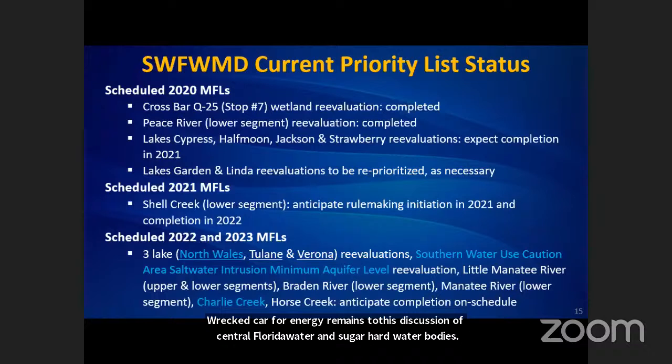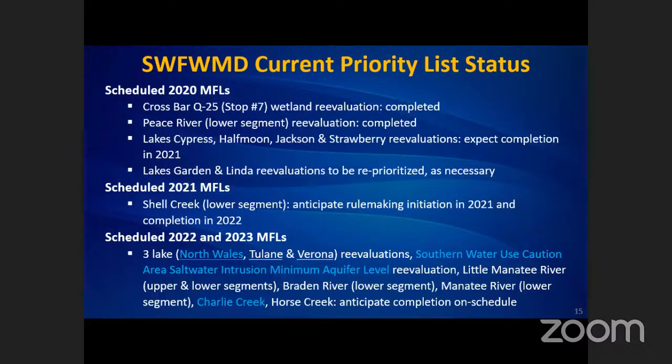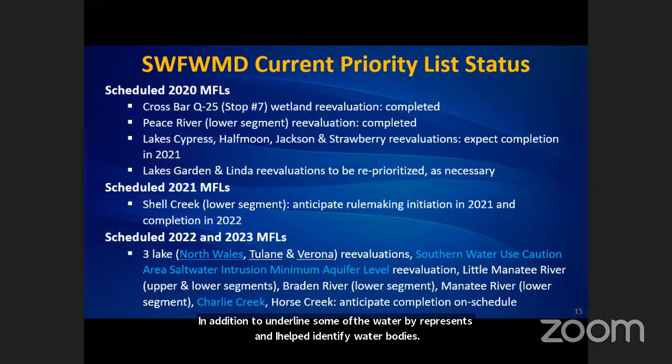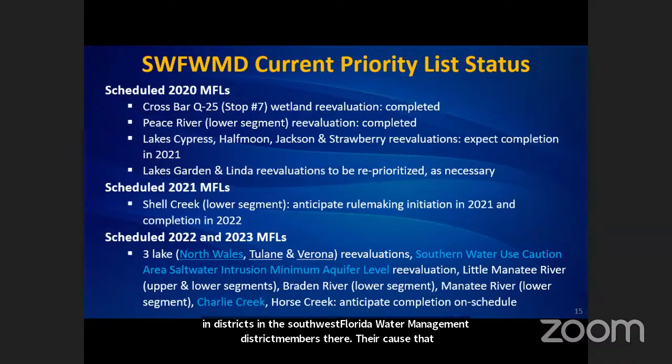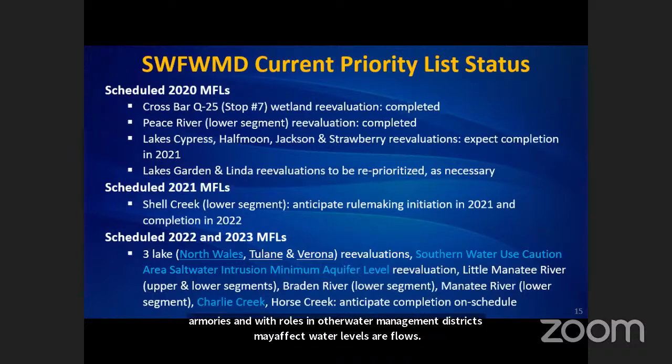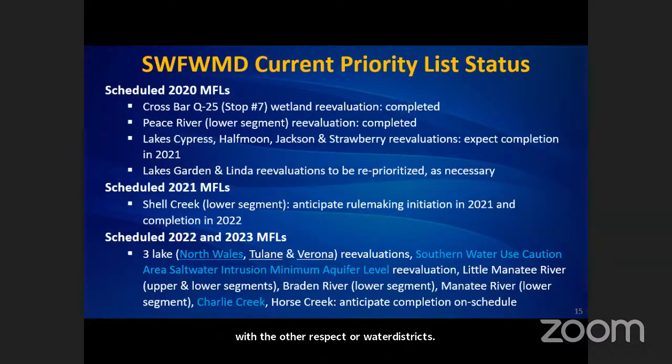In addition, I've underlined some of the water bodies. The underlining helps identify water bodies that are potentially affected by withdrawals in districts other than the Southwest Florida Water Management District. In other words, they're close to the boundaries, and withdrawals in other water management districts may affect water levels or flows in those systems. So we'll be paying special attention to those systems as we work on them and coordinating very closely with the other respective water management districts. I just wanted to highlight the coding that I'll be using, and I'll talk a little bit more about it as I proceed through my slides.